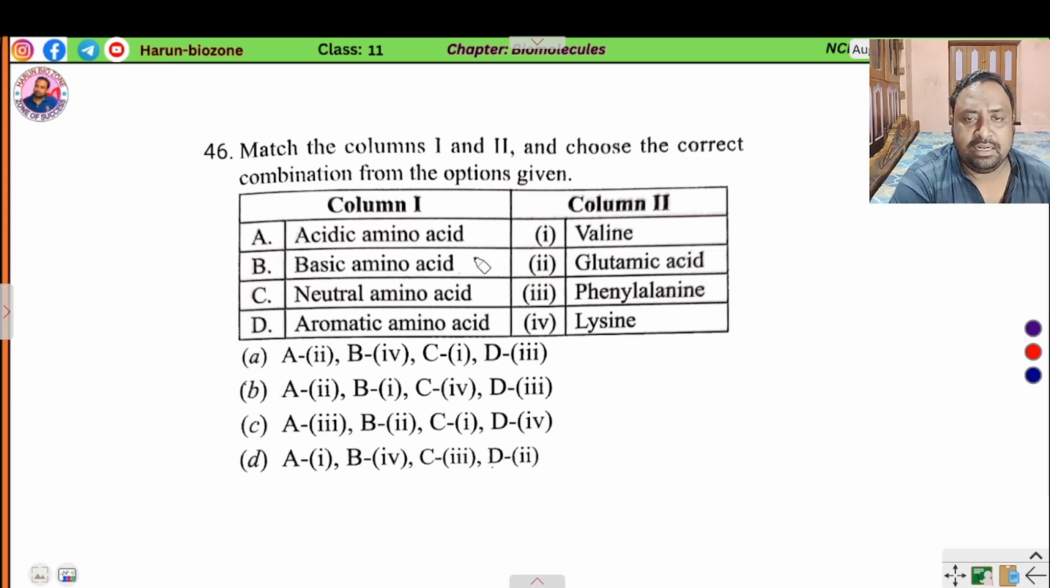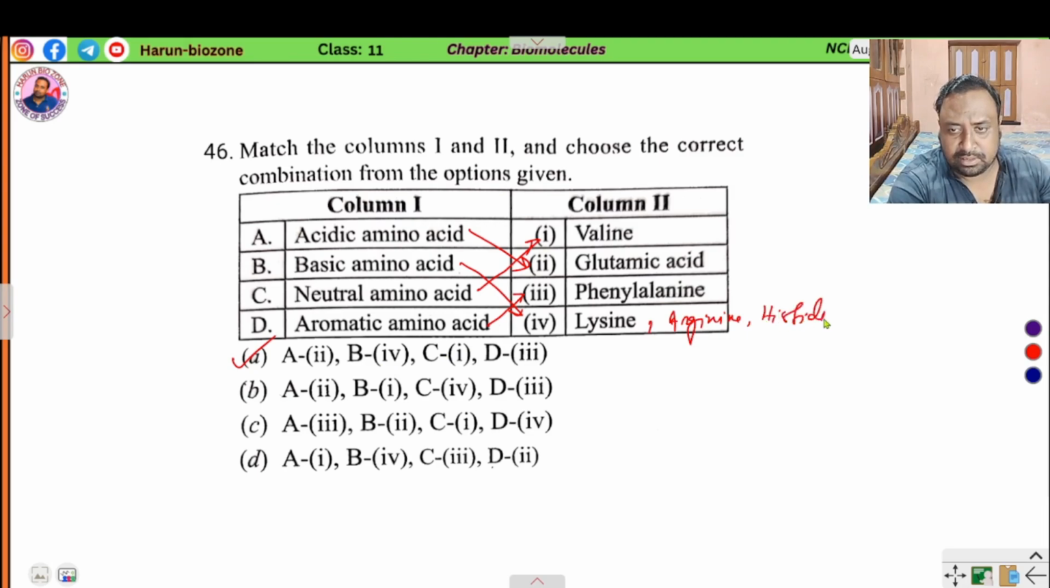46, amino acid. This is the acidic amino acid. Aspartic acid and glutamic acid are the acidic amino acids. Basic amino acids: lysine, arginine and histidine. Neutral amino acid, this is valine. Tyrosine, tryptophan, phenylalanine are the aromatic amino acids. So the correct option in 46 is A. Acidic amino acids: glutamic acid, aspartic acid. Basic amino acids mean lysine, arginine, histidine. Aromatic: tyrosine, tryptophan.